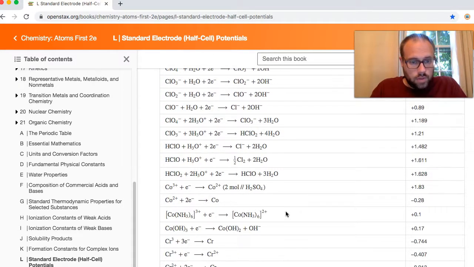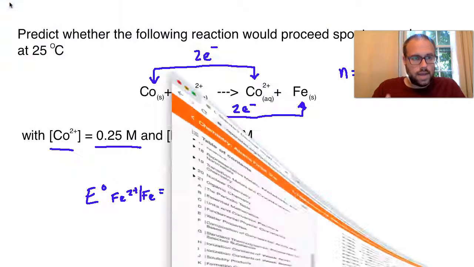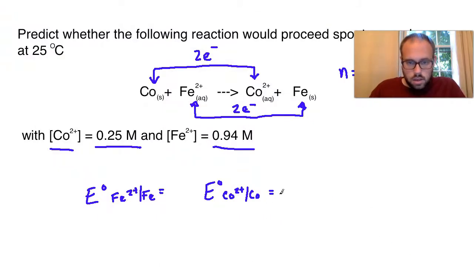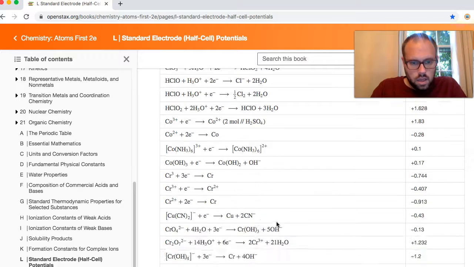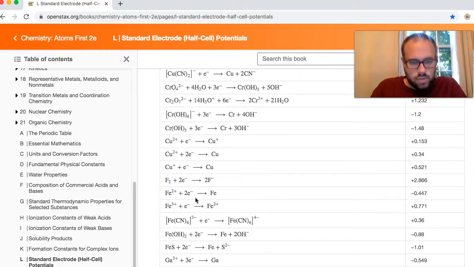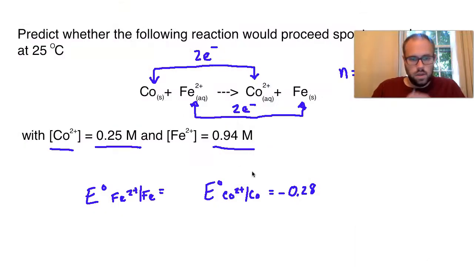So there's our cobalt. We got to make sure we pick out the right one. Cobalt 2 plus to cobalt solid is negative 0.28. So let's go ahead and mark that down. Negative 0.28. All right, and then for the iron, if we come back, go down, here's Fe. Iron 2 plus to iron solid is going to be a negative 0.44. Okay. So there are the values.